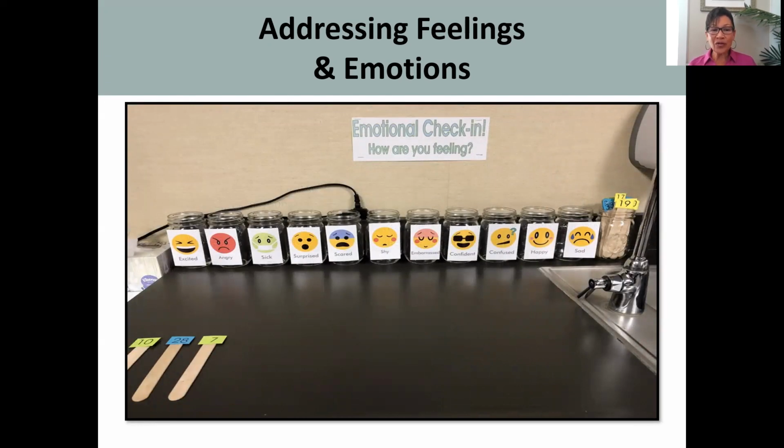So every one of her students has a number and has a stick with that number on it. So at the beginning of the period, she lays out all of the sticks. As the students come in, they pick up the stick with their number and they put it number down in whichever one of the jars really speaks to how they're feeling at that time.